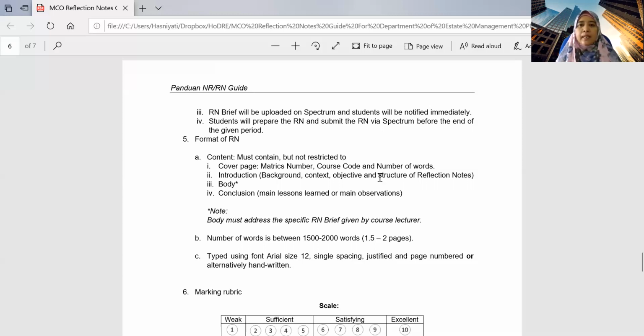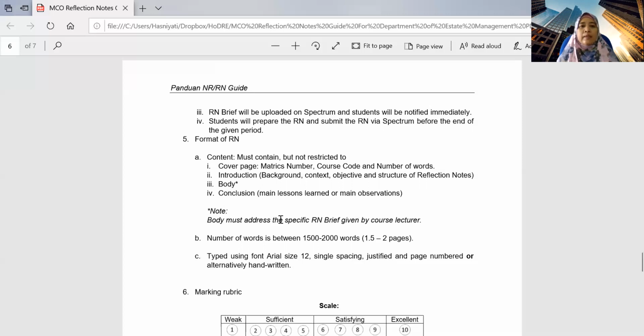That is what is meant by the structure of reflection notes: you tell the reader what you are going to write subsequently in your note, so that the reader can anticipate what they will read in your reflection notes. Now, the body. What is the content of the body?